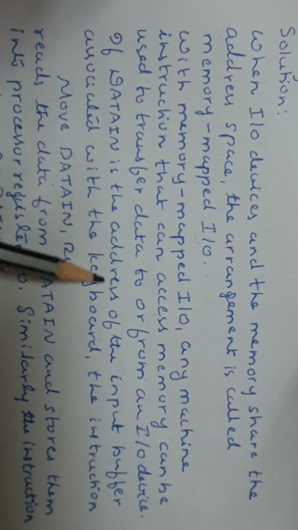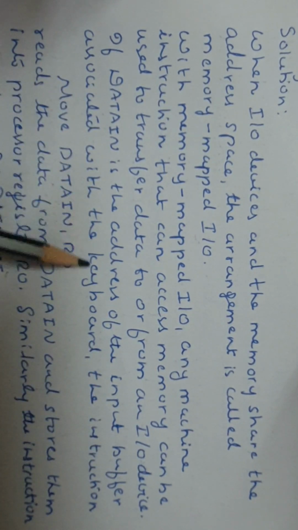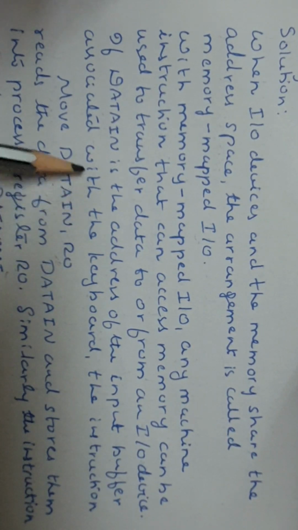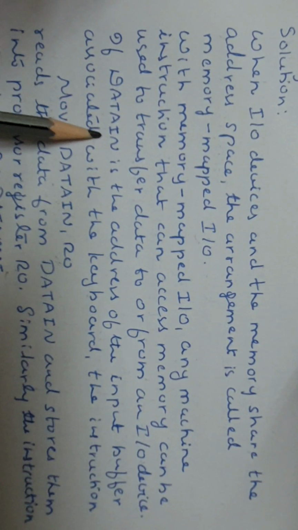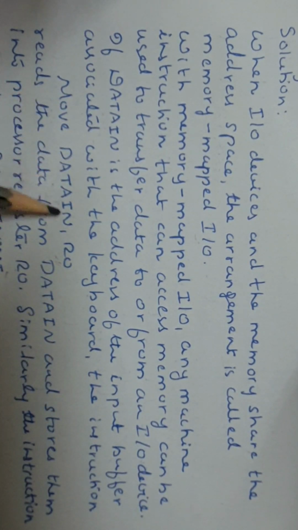If data in is the address of the input buffer associated with the keyboard, so the memory location which is related to the keyboard, its name is data in. Then the instruction move data in, R0 reads the data from data in, that is the keyboard pressed character, and stores it into processor register R0. So the keyboard pressed character, from data in, is copied to R0. This is the instruction in memory mapped IO.